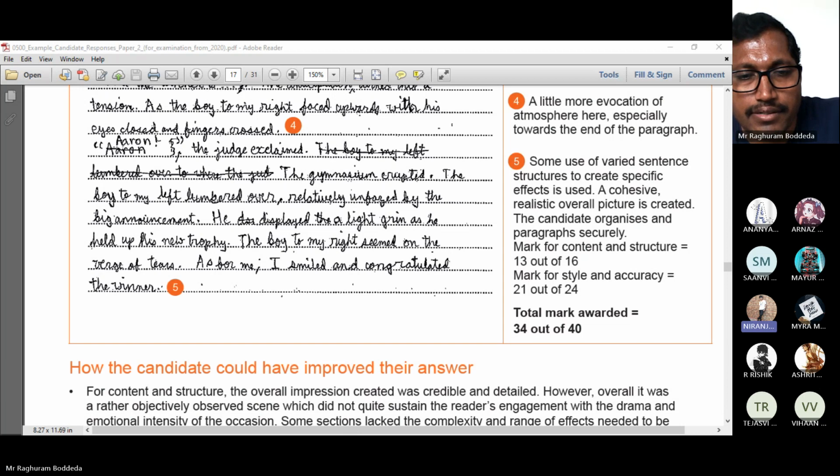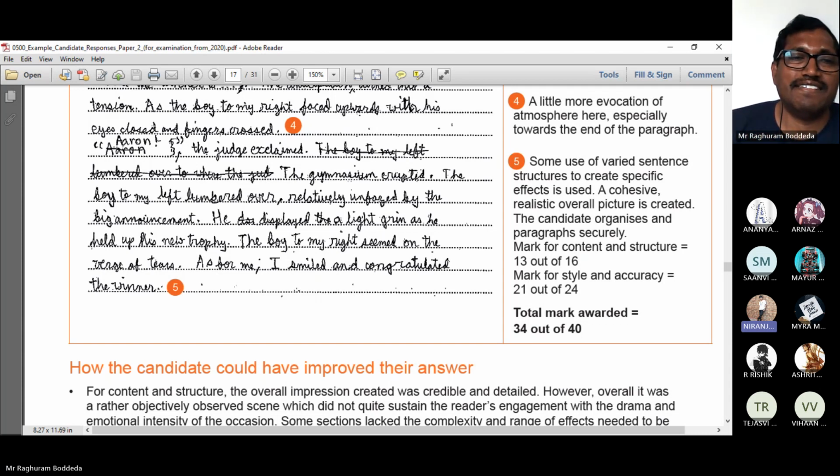Aaron, the judge exclaimed. The gymnasium erupted. The boy to my left lumbered over, relatively unfazed by the big announcement. He displayed a light grin as he held up his new trophy. The boy to my right seemed on the verge of tears. As for me, I smiled and congratulated the winner.